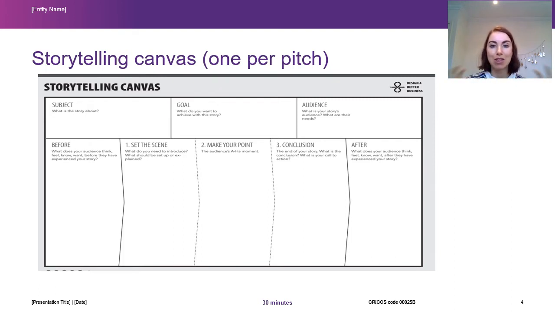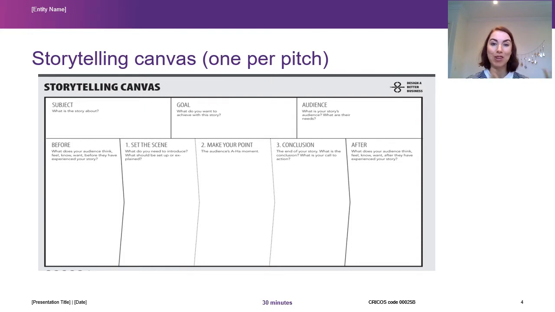First, the main three blocks on the top: what's your subject, what's your goal, and what's your audience. That's basically: what do you want to say? Why are you saying it? And who are you saying it to? And then the five blocks at the bottom allow you to structure your message.